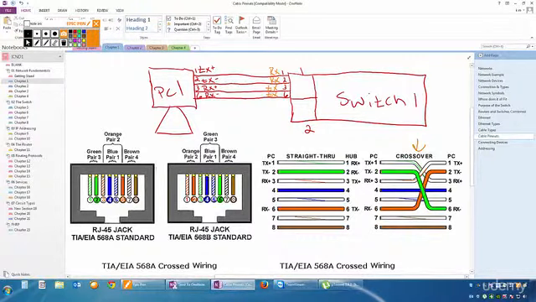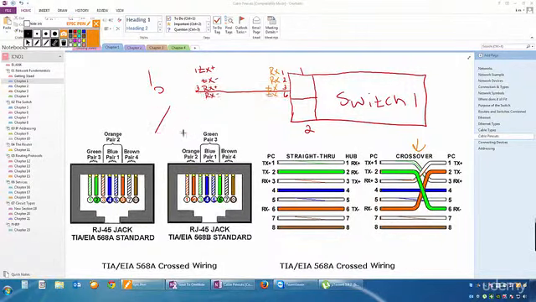Now that we know what a crossover is used for, and we know the necessity for a crossover and a straight-through cable, we now know that all switches are set up so that we can actually use PCs to connect to those switches with straight-through cables. Now, this is good to understand because we have to have some sense of when we need a crossover cable and when we don't need the crossover cable.